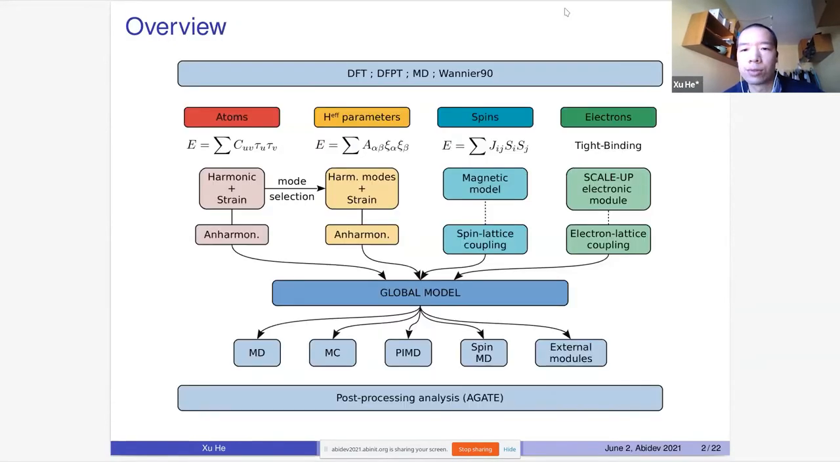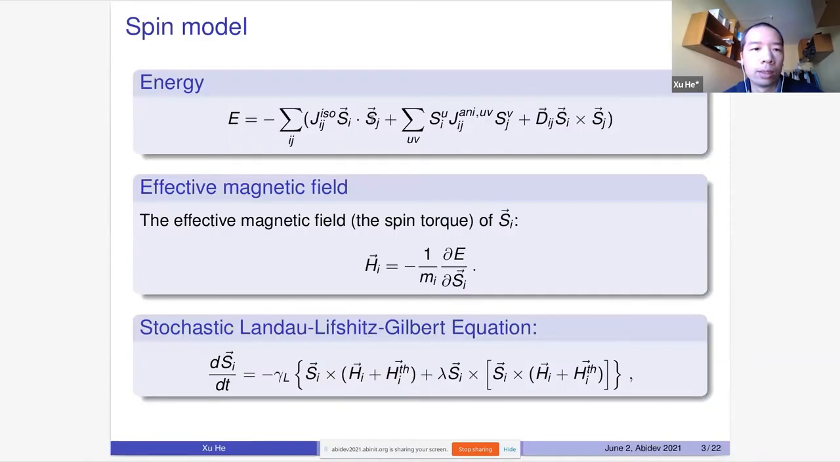In this talk, I'm going to talk about some updates on the work on the spin models, also the lattice Wannier function model, and how to couple the electron model with the lattice models. So first, let me briefly introduce the spin model, for which we use the extended Heisenberg model.